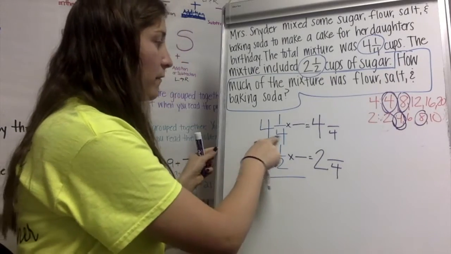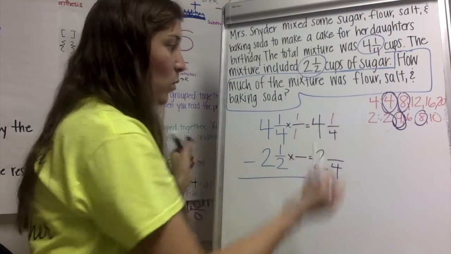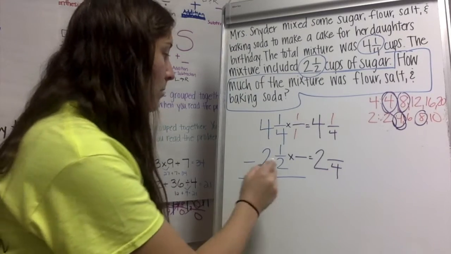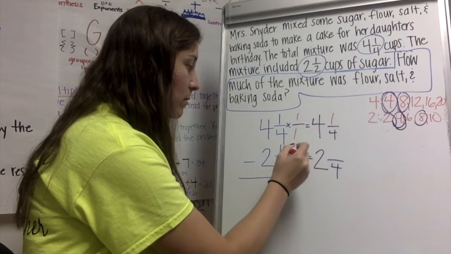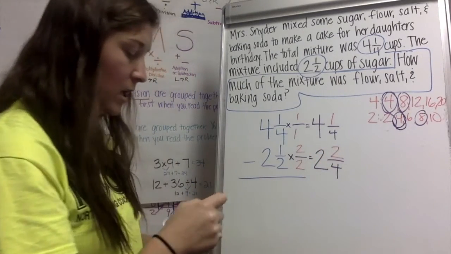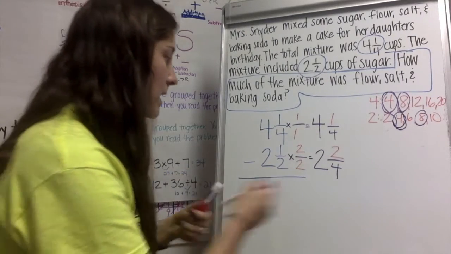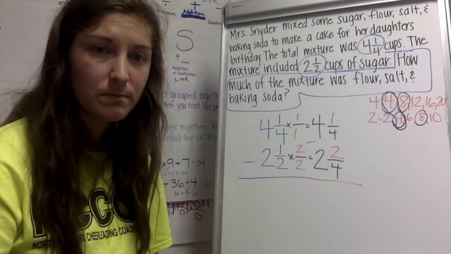So I know that 4 times what gets me 4? Well, that's just going to be 1. So that one's going to stay the same. I'm still going to have 4 1/4. But down here, 2 times what gives me 4? Well, that's going to be 2 times 2. So 1 times 2 is 2. So now I have the problem 4 1/4 minus, I need to include that, 2 2/4.